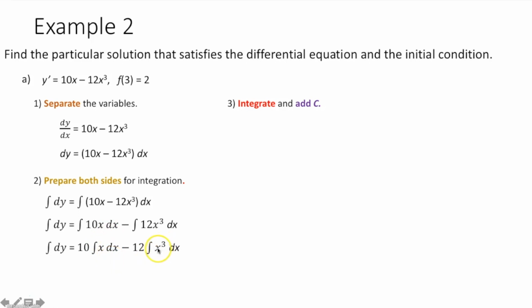The integral of x cubed is going to be x to the 3 plus 1 over 3 plus 1, or x to the 4th over 4. Don't forget to add c. Now, let's simplify these fractions, and we end up getting our general solution.